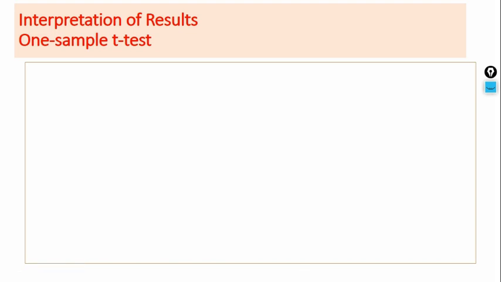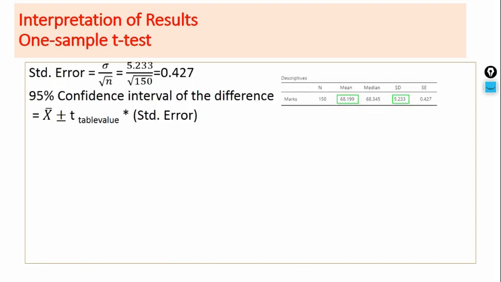Interpretation of results, one sample t-test. Friends, we have a data set. I am discussing confidence limits, how to calculate confidence limits with the descriptive statistics. As I showed you, mean 68.199, standard deviation 5.233, n is equal to 150.